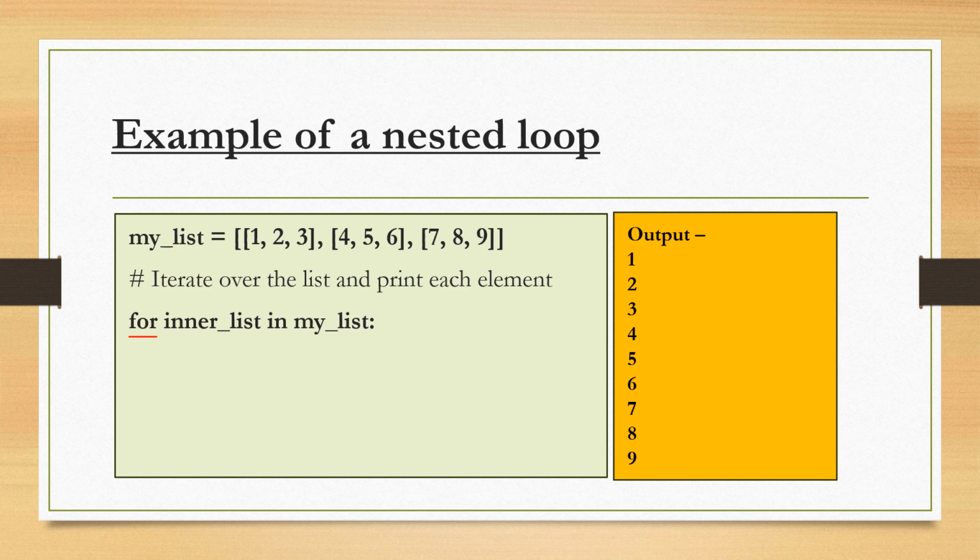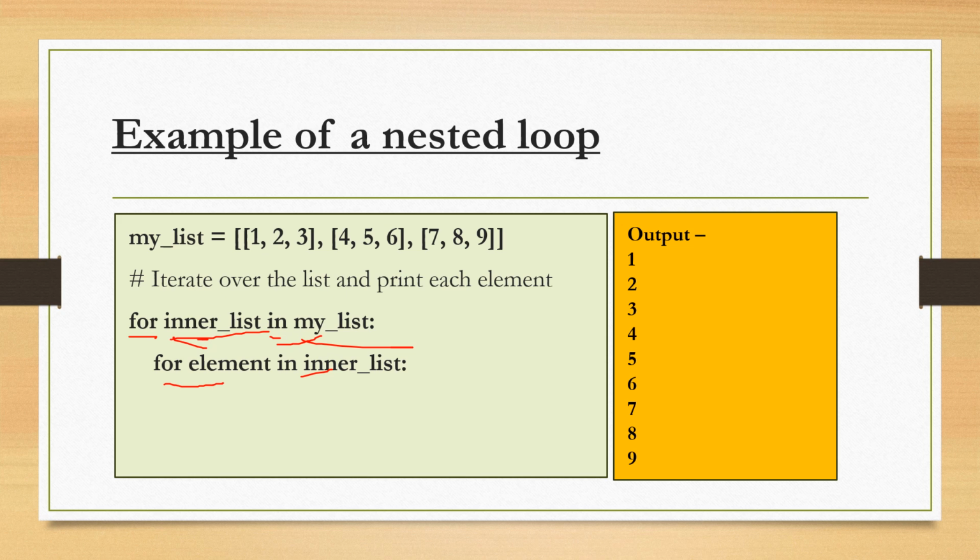This is the for keyword. Inner list is our variable. This in is a keyword, and we have to iterate in my list, and we have given a colon. Now for inner list, we have taken the inner list, and we are iterating in my list for this for loop. After that we are giving one more for loop, so for element in inner list, and now we iterate over that inner list.